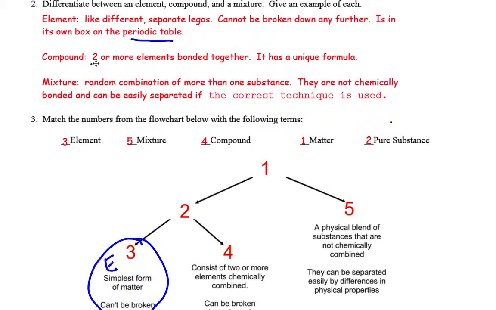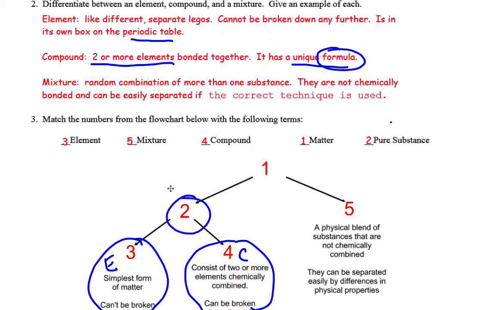Compound, we can take elements, we can take Legos and put them together in a unique way. We can combine them, snap them together, use specific ones, and we always get the same thing. It always has the same formula, it always has the same structure. So there's your compound. Now, elements and compounds are what we call pure. These things always have the same composition. They're pure substances.